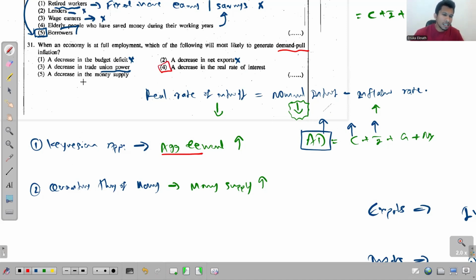Right, the fifth one says a decrease in money supply. No, according to this quantity theory of money, money supply should increase when the velocity and the real output remain the same for the demand pull inflation to occur. Right, then the answer for this question 31 is the fourth one.